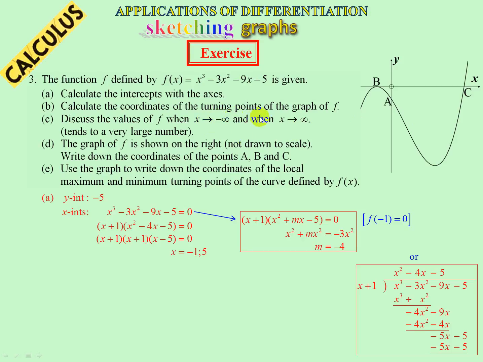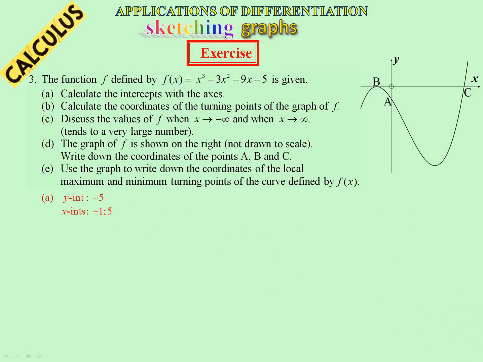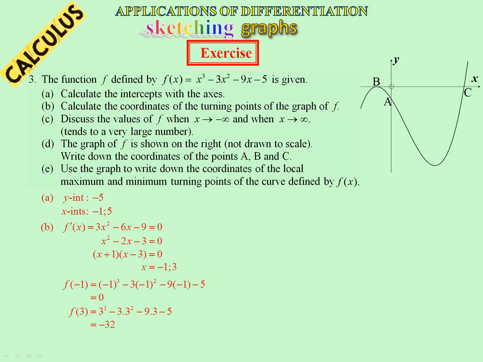Calculate the coordinates of the turning points of the graph of f. Derivative equal to 0. Divide through by 3. Factorize. And that gives us our x values of the stationary points. Substitute into the original to find the y values. So we now have the stationary points, the turning points of the graph.